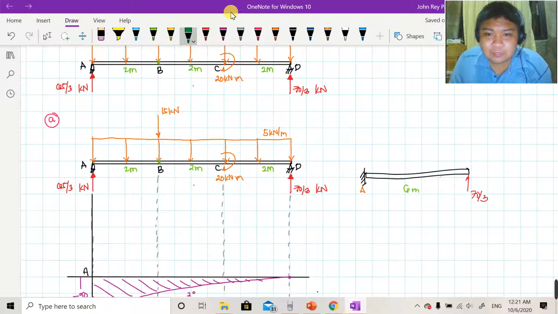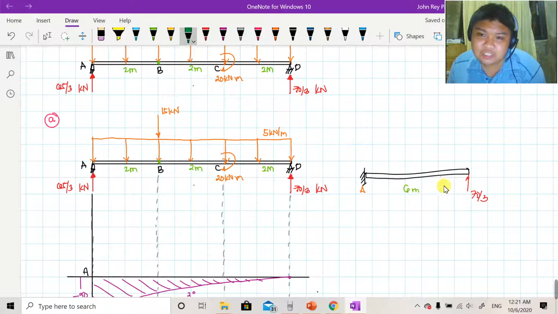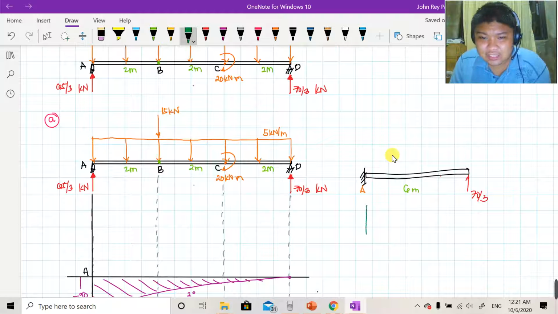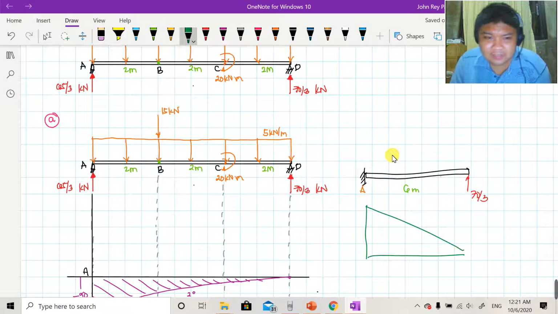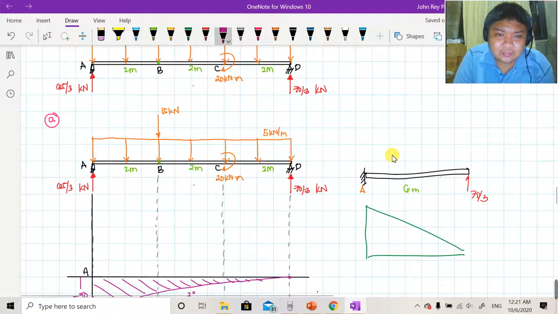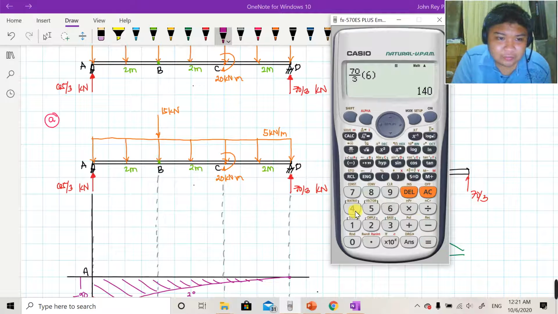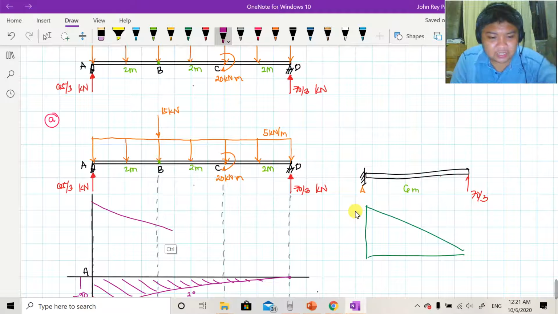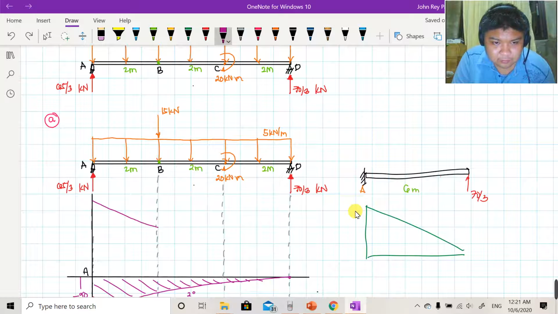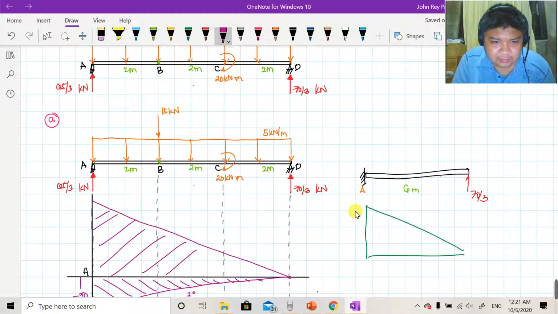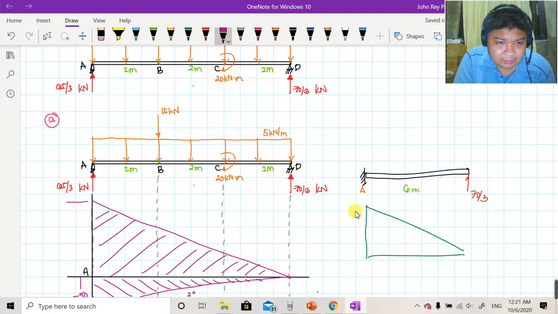So, di ba dapat ang moment diagram nito, class, kung i-imagine niyo na ito lang yung load tapos cantilever nga siya, no? Dapat triangle siya na paangat. So, therefore, ang gawin nyo na lang is 70/3 multiplied natin ng 6 meter. Ang sagot is 140. So, pataas siya. Okay? So, drawing natin as positive 140. Okay, so ito na class yung ating moment diagram by parts.